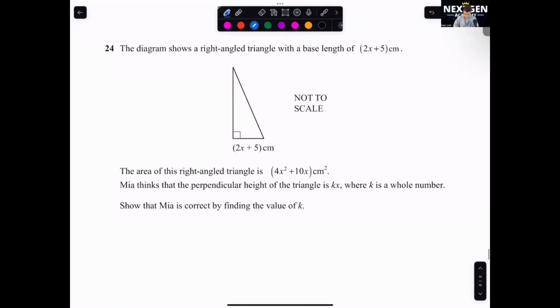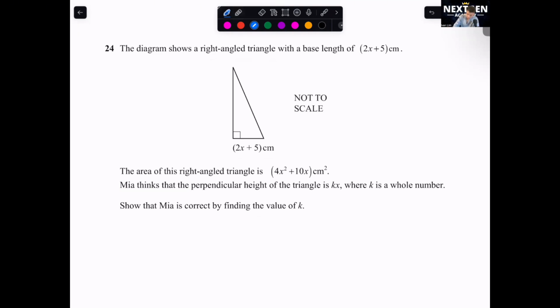Question 24. The diagram shows a right-angled triangle with a base length of 2x plus 5. The area of this right-angled triangle is 4x squared plus 10x. Mia thinks that the perpendicular height of the triangle is kx, where k is a whole number. Show that Mia is correct by finding the value of k. This is a 2-mark question.